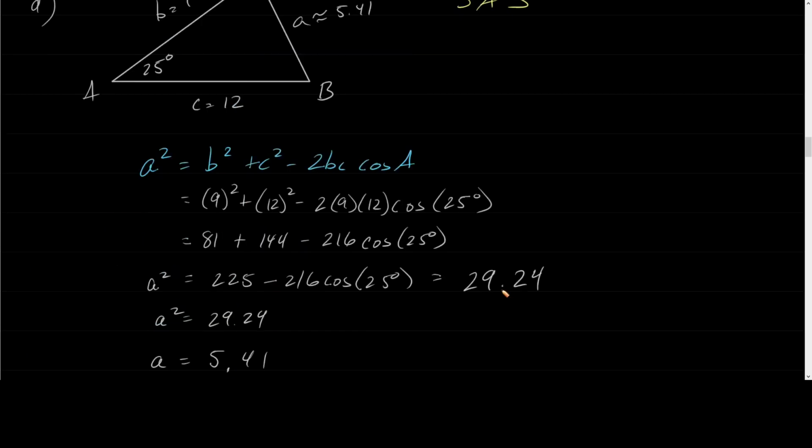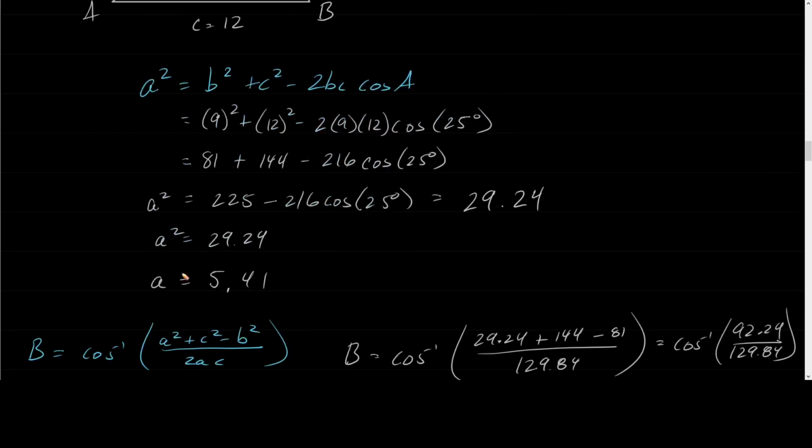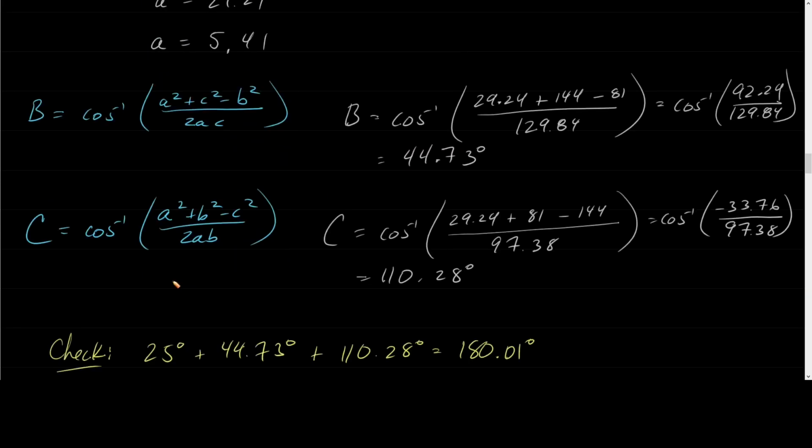But again, the idea here is that when we're given side angle side, we cannot use the law of sines. So we had to work around it somehow, and we do it with the law of cosines. After we have this side A, we could have worked with the law of sines instead of working with the law of cosines, but I wanted us to get more practice with the law of cosines.